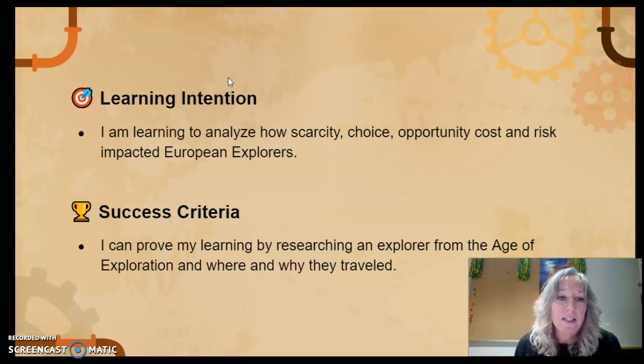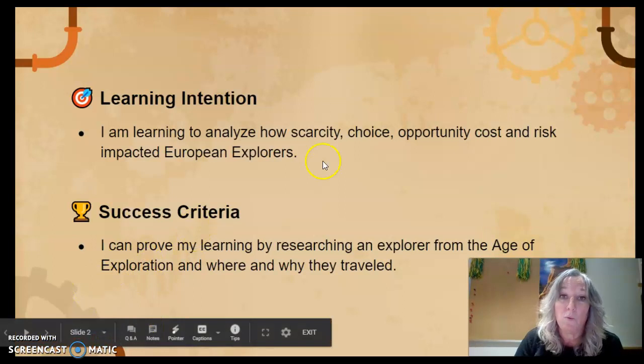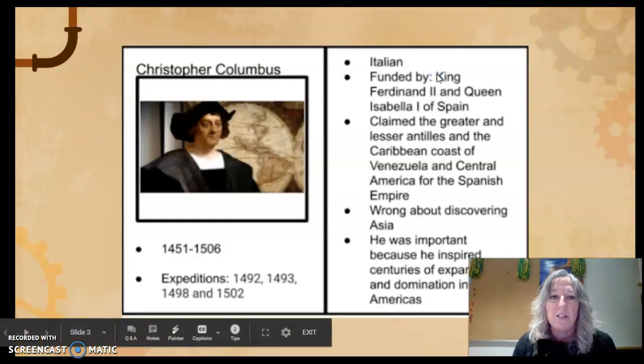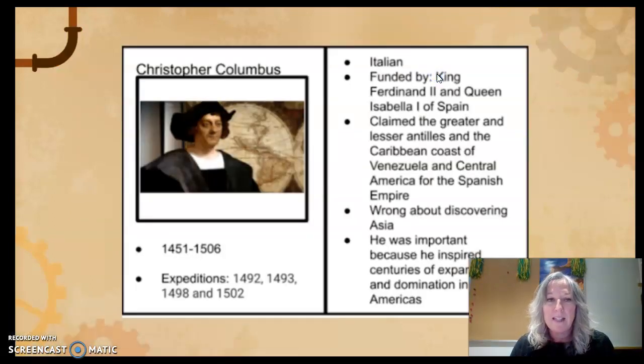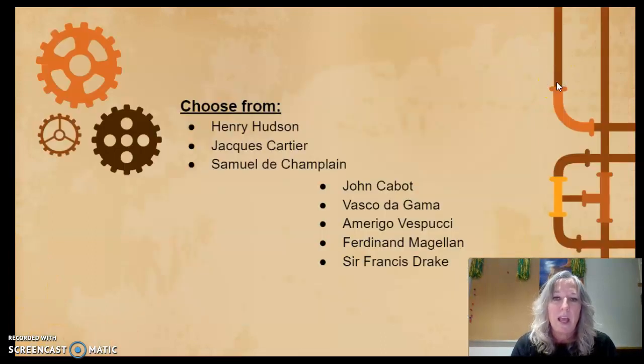And our success criteria is: I can prove my learning by researching an explorer from the age of exploration, and where and why they traveled. So our example was Christopher Columbus, our trading card. And here are the 8 that we were to choose one more from. We've already done 2, but we're going to do a third one for our timeline project.